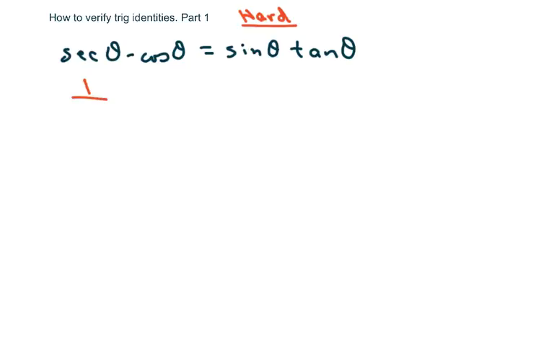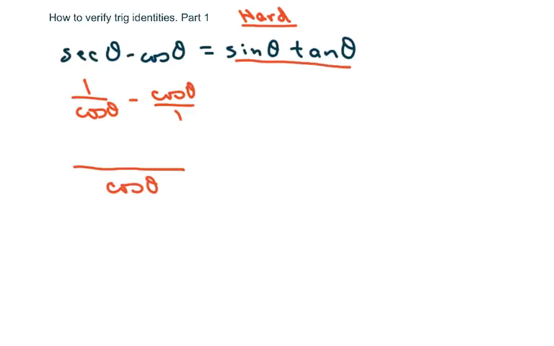So this is just going to be 1 over cosine of theta minus cosine of theta, and I'll go ahead and put it in fraction form. So basically, I'm going to get my common denominator, which is cosine. Now, all of these, you always have to keep looking at the right side. So when I cross multiply, I'm going to get 1 minus cosine squared of theta.